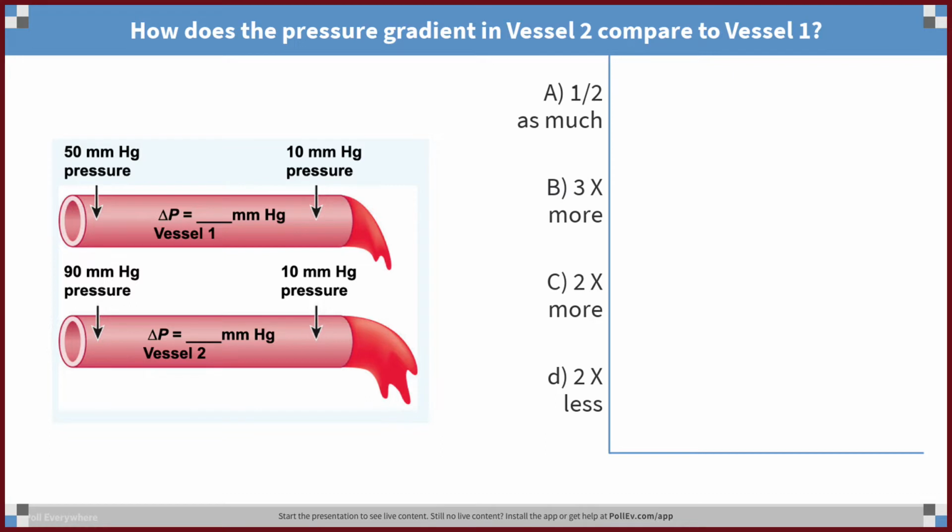For another question, how does the pressure gradient in vessel 2 then compare to vessel 1? Well, we see that the pressure gradient for vessel 2 would be 80. That's 90 minus 10 millimeters of mercury. And we said that we had 40 for vessel 1. So it's in fact 2 times more.